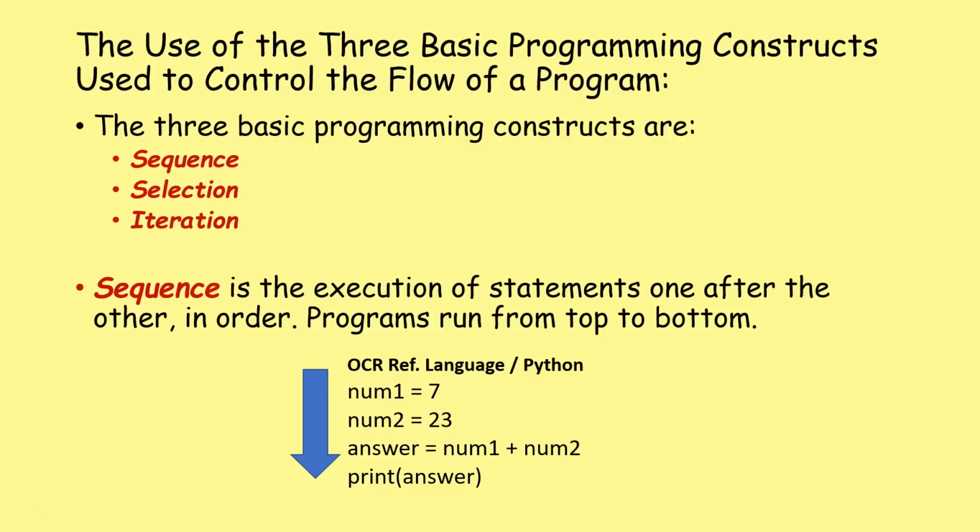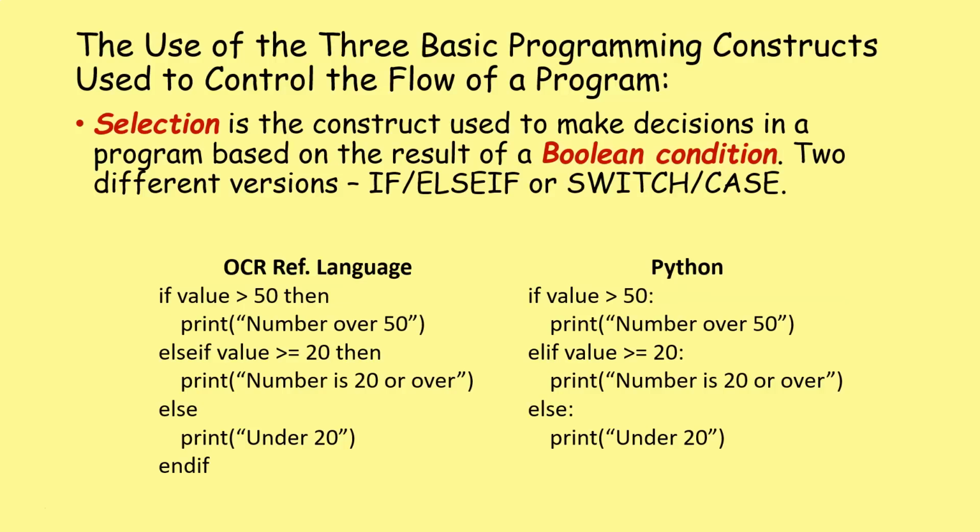Sequence is nice and easy. It's the execution of statements one after the other in order. Typically, programs run from top to bottom. So in the example code here, whether you're in OCR reference language or Python, line 1 executes, then line 2, then line 3, then line 4, and then it reaches the end of the program and the program finishes. So it's just sequence.